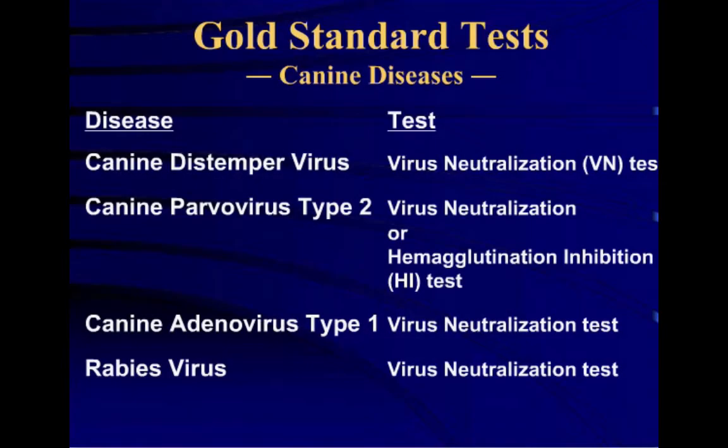The gold standard test is virus neutralization. For canine parvo, it's virus neutralization or hemagglutination inhibition. Either can be used. And for adenovirus, it's virus neutralization. And for rabies, it's virus neutralization.